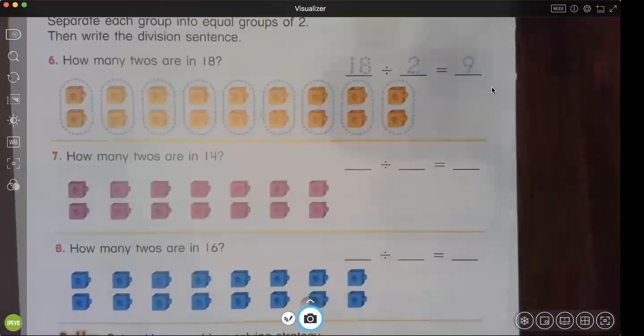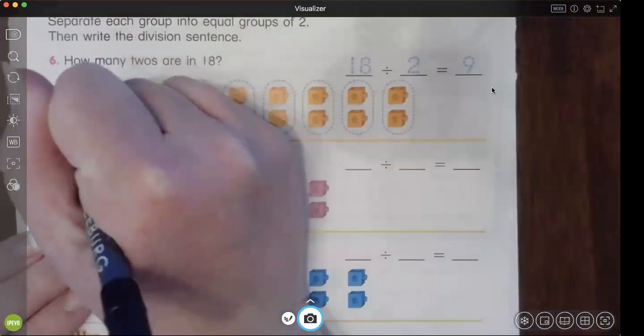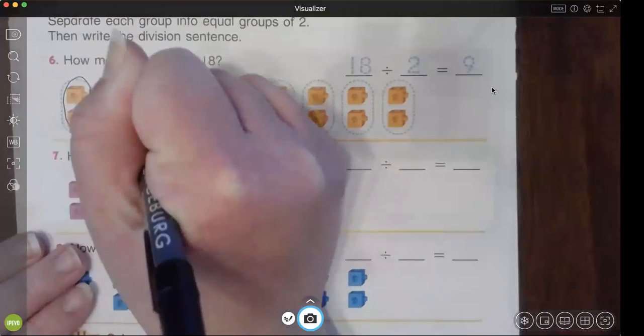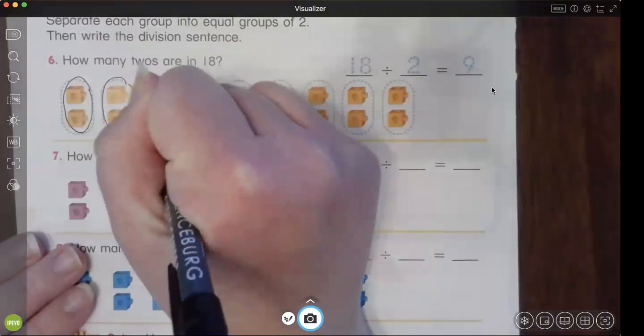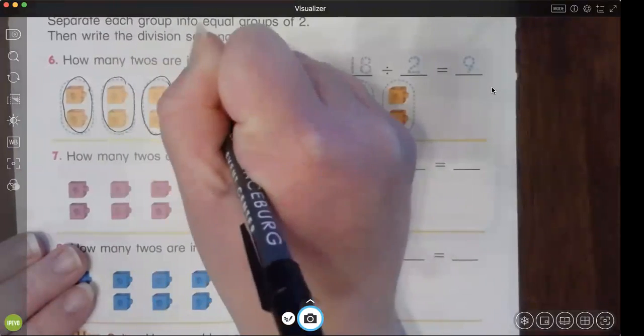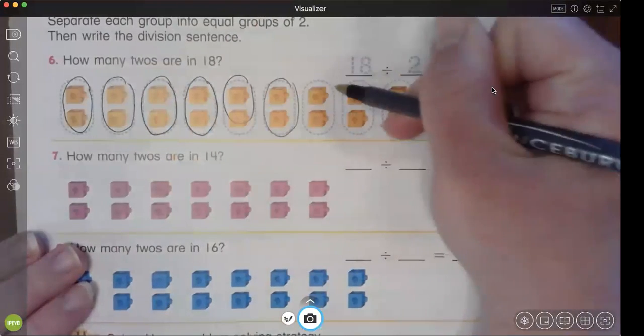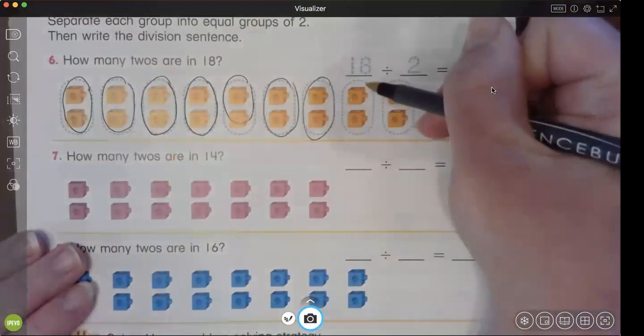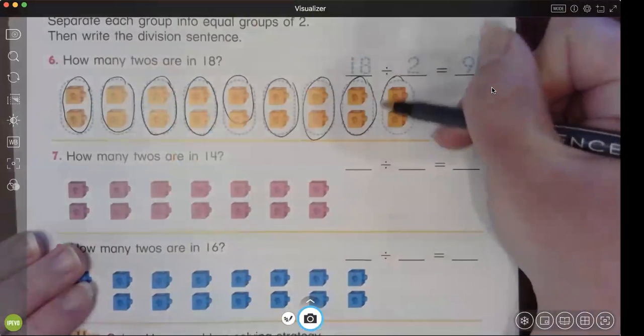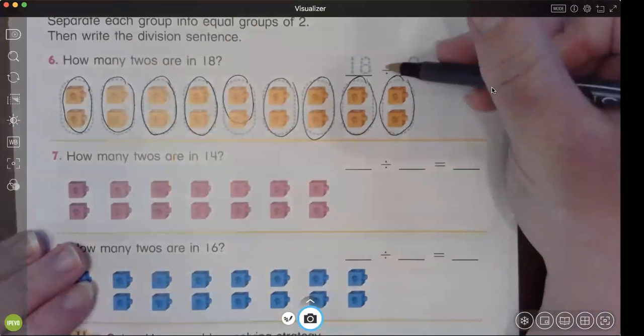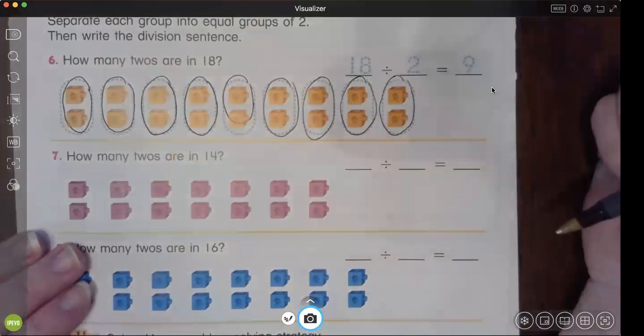So how many 2's are in 18? So we have to count. There's 1 group, 2 groups, 3 groups, 4 groups, 5 groups, 6 groups, 7 groups, 8 groups, 9 groups. So 18 divided by 2 equals 9.